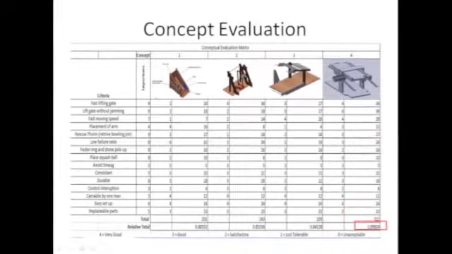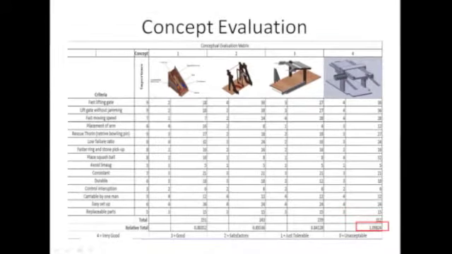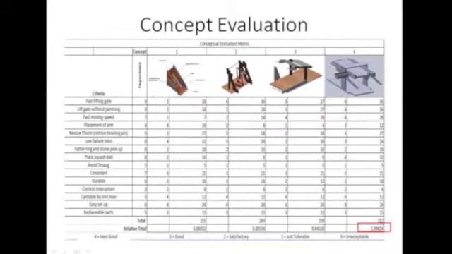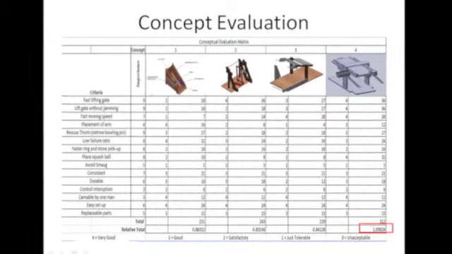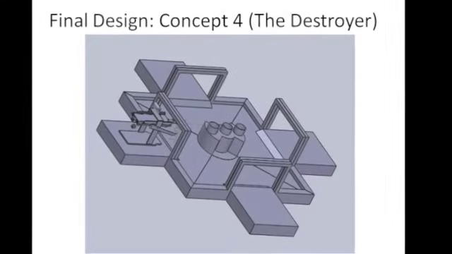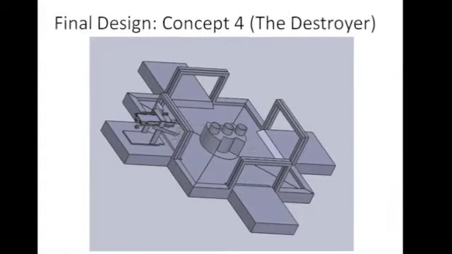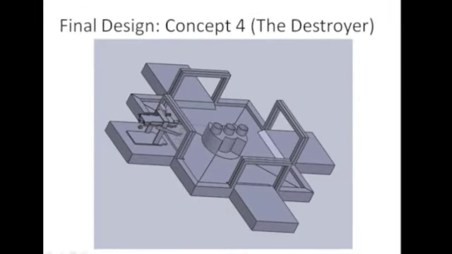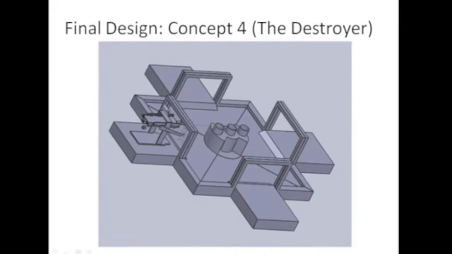Here we do a concept evaluation matrix of the 4 concepts we designed, and concept 4 is the winner. So our final design will be concept 4, known as the Destroyer, and here you can see concept 4 sitting on the track ready to destroy.